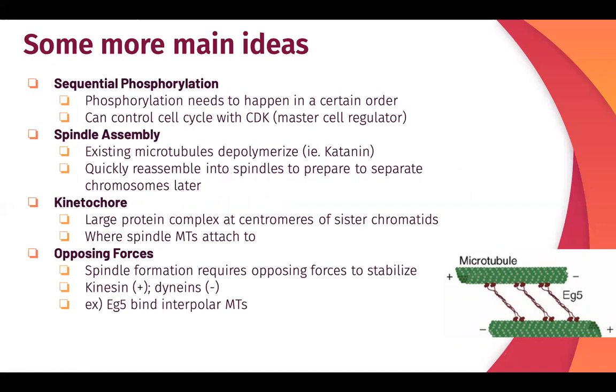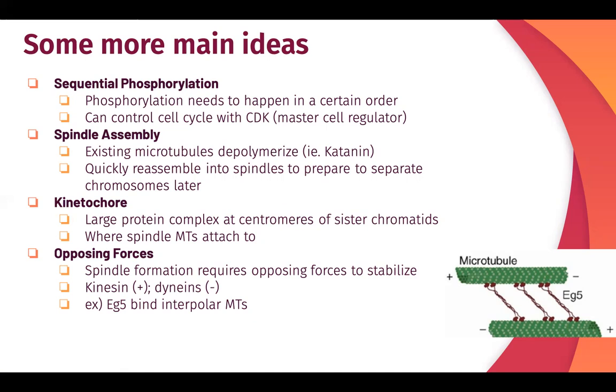So, sequential phosphorylation: phosphorylation has to happen in a specific order. If you phosphorylate something upstream, that's going to cause a downstream effect. If you don't phosphorylate that first thing that had to be phosphorylated, chances are what's downstream isn't going to happen, unless you have other crosstalk coming in from other places. But for that one specific pathway, it probably will not occur. And that's why CDK is a master cell regulator, because if you prevent CDK from phosphorylating other things, you can most likely stop the cell cycle, because everything downstream from the CDK isn't going to be active.